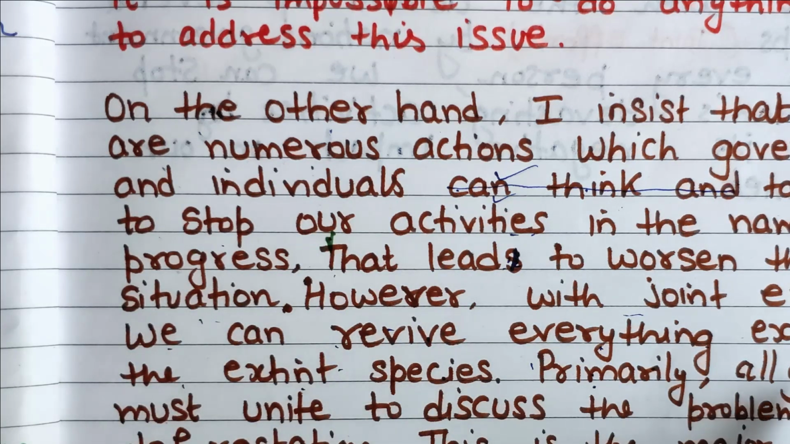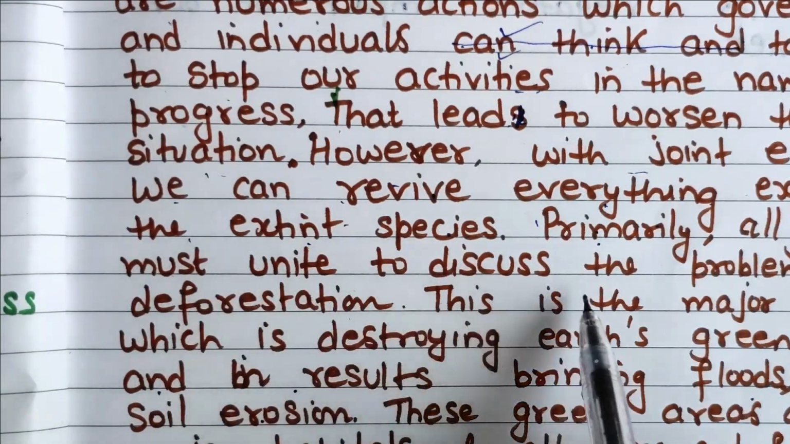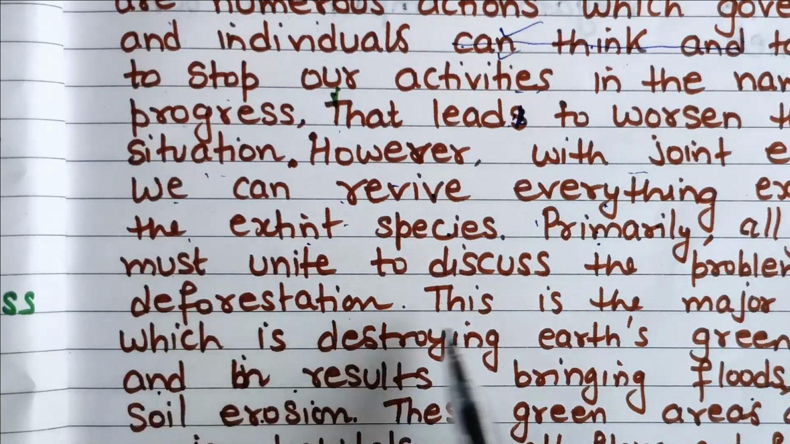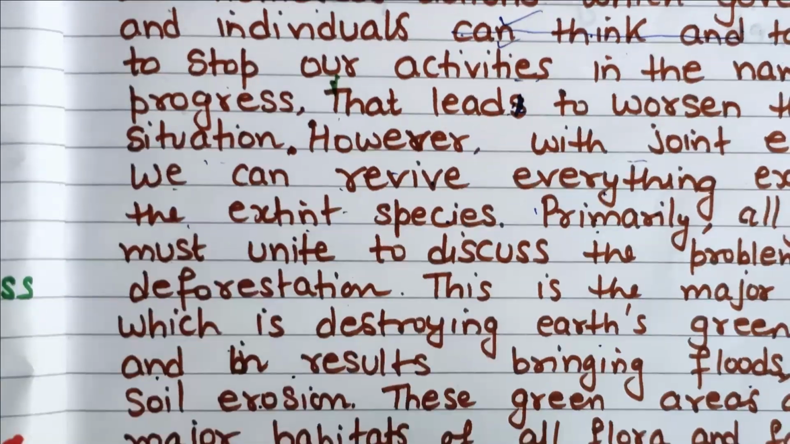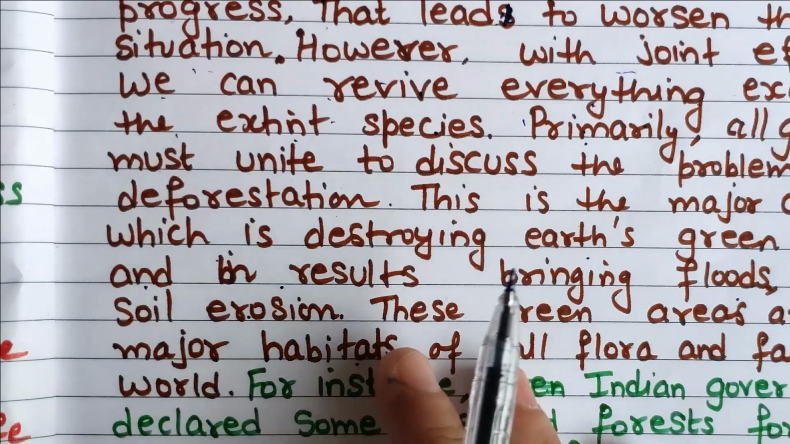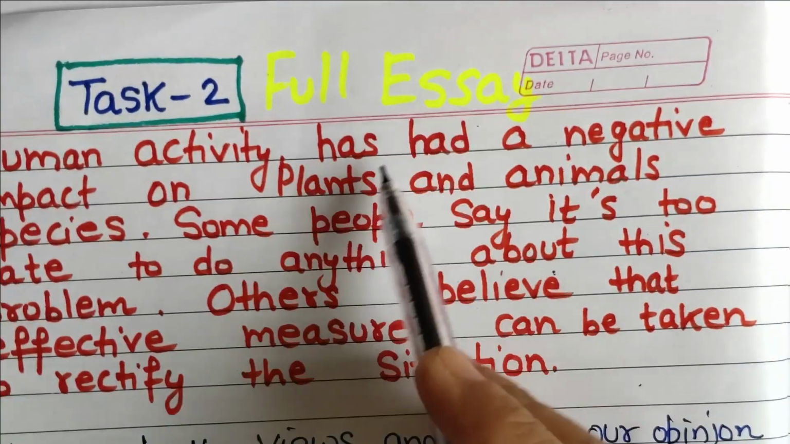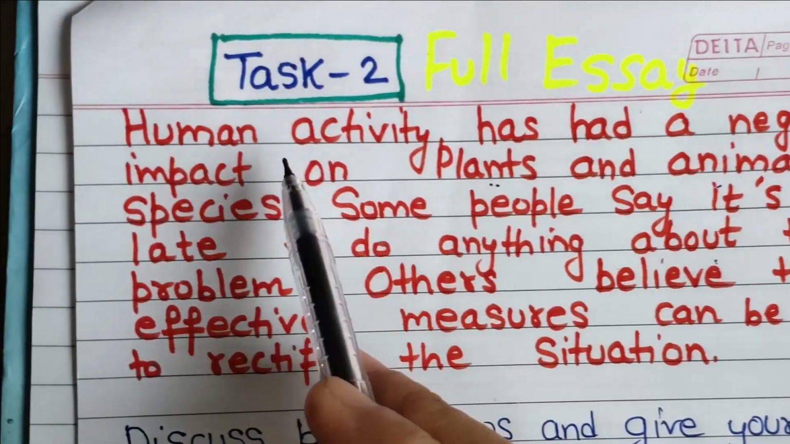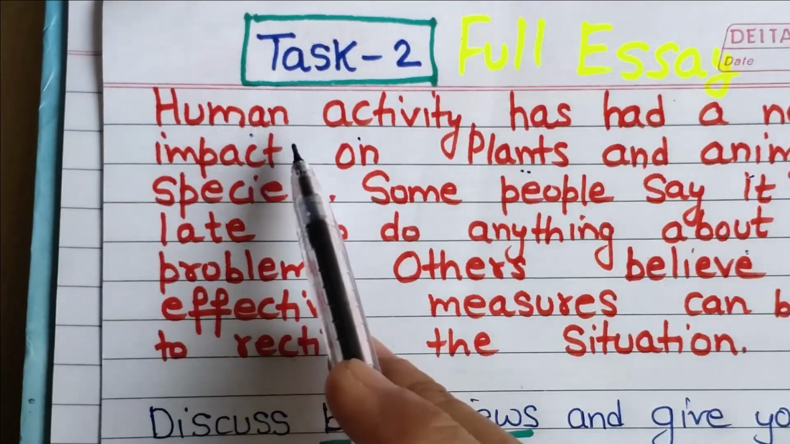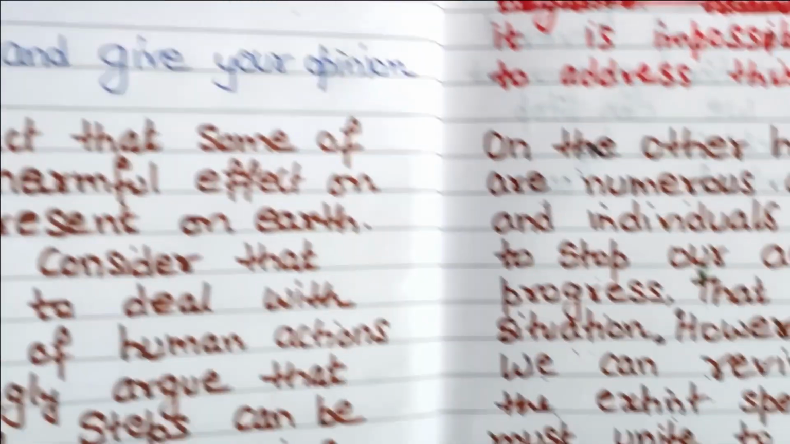Primarily, first, what can the government do? Government must unite to discuss the problem of deforestation. This is the major concern which is destroying earth's green lungs, and in results bringing floods and soil erosion. These green areas are the major habitats, so we have to keep in mind flora and fauna also, plants and animals. In the first line it was given plants and animals, and every time we are also discussing human activities. In this way I am discussing each and every word from the question statement.